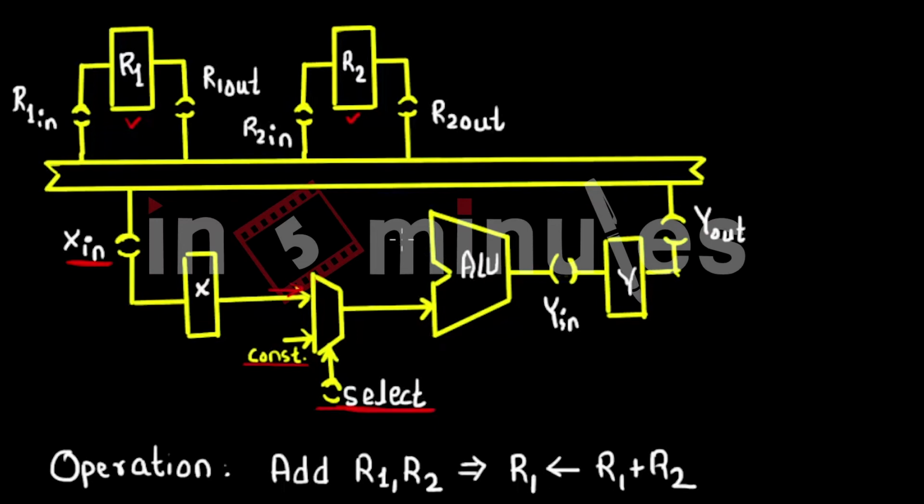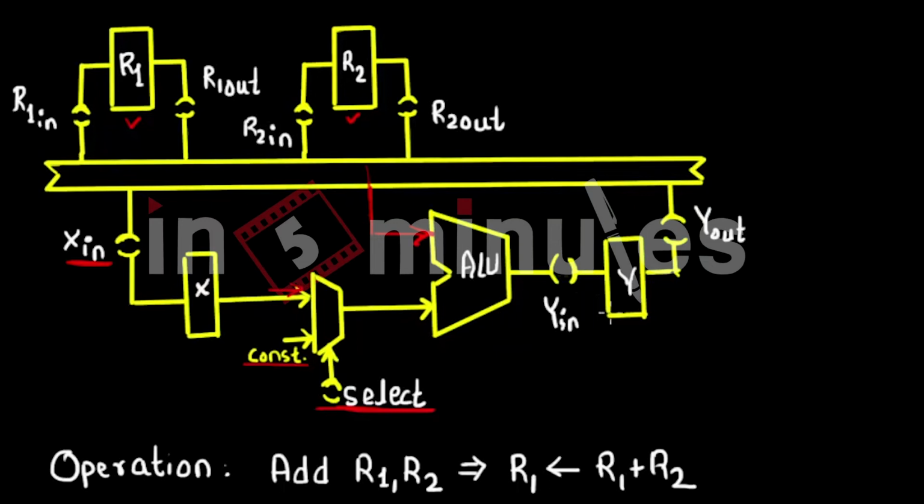And here is the ALU, with two inputs. One input is directly connected to the bus. So whenever we are operating with the ALU, first we are going to store one operand in the X register, and the second operand, wherever it may be, is directly going to appear on the bus and come to the ALU. So this is how the ALU operation is done.